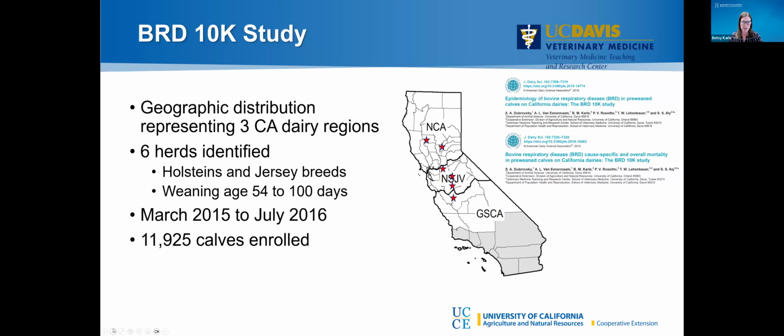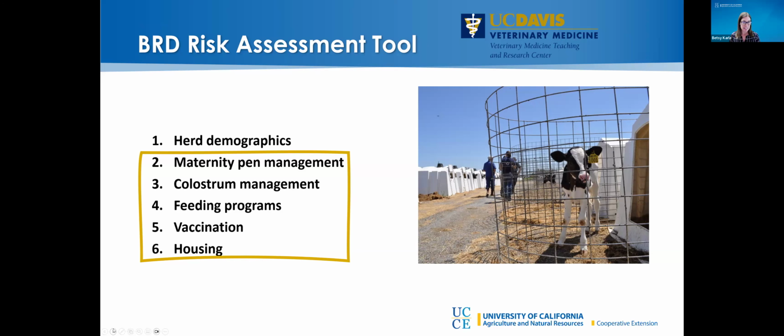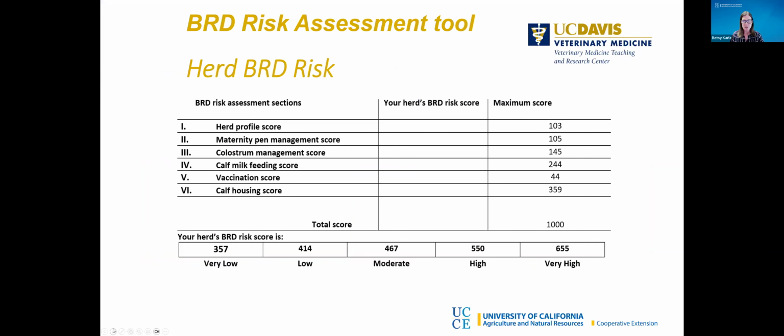So after all that, we came up with the BRD risk assessment tool, which is what we'll spend most of the time here discussing. And it really fell into these 6 categories that were related kind of to that original survey that we did. So herd demographics, maternity pen management, colostrum management, feeding programs, vaccination, and housing.